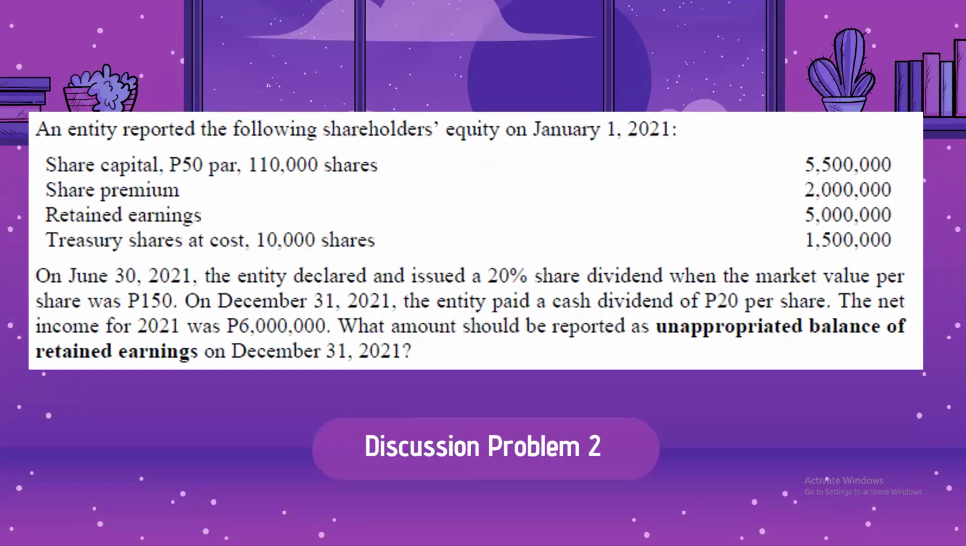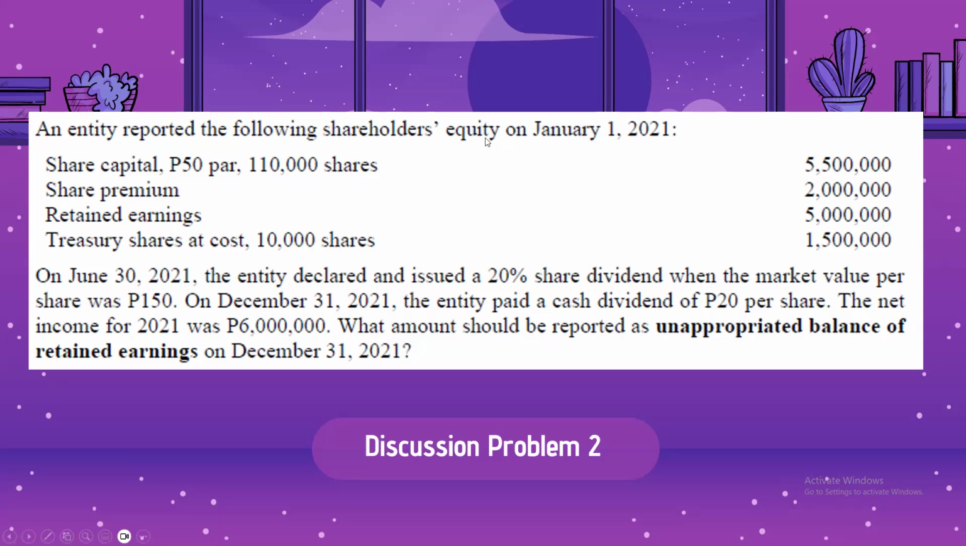So let's do another problem. What amount should be reported as an unappropriated balance of retained earnings? So remember the template that I have introduced earlier. Basically, this problem is asking you to apply that to calculate the unappropriated balance of retained earnings. Okay, let me read the problem. An entity reported the following shareholders' equity on January 1, 2021.